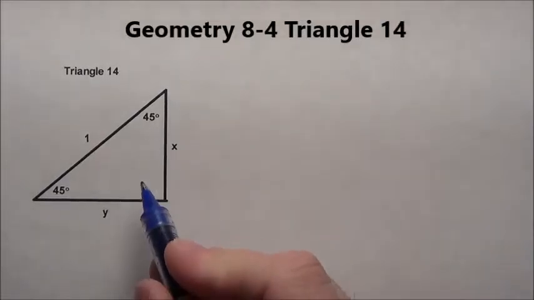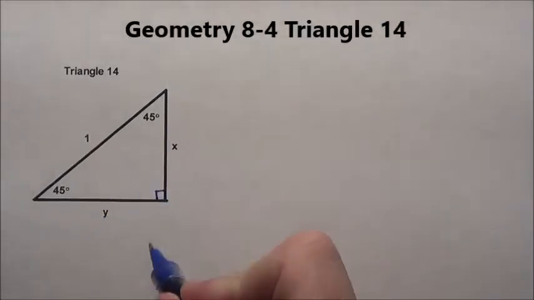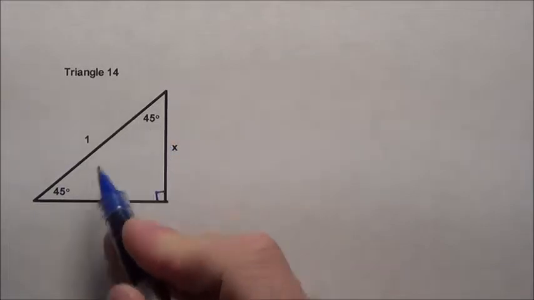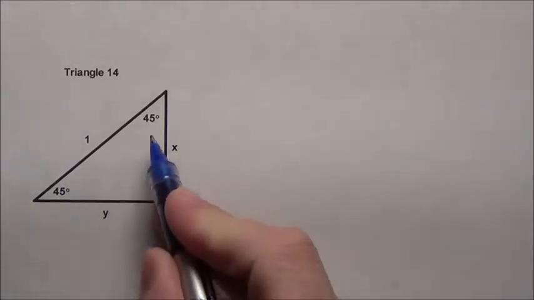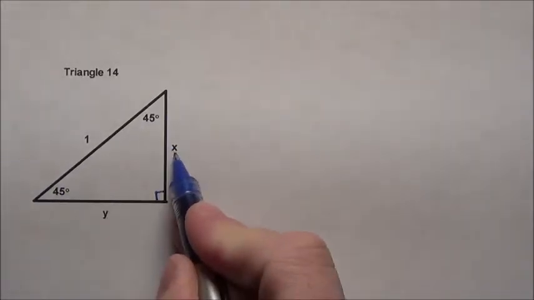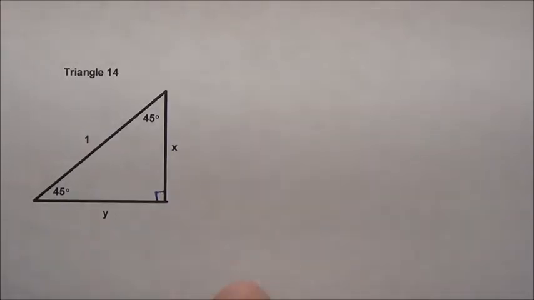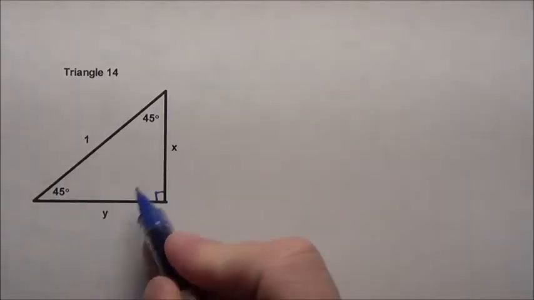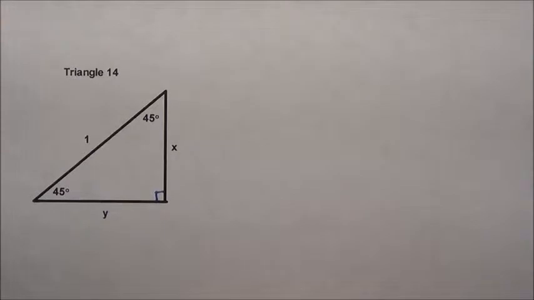Triangle 14. We have a 45, 45, 90 right triangle. In a 45, 45, we know the sides across from the 45s have to be the same length because it's an isosceles right triangle. So x and y, once I find one, the other's the exact same.